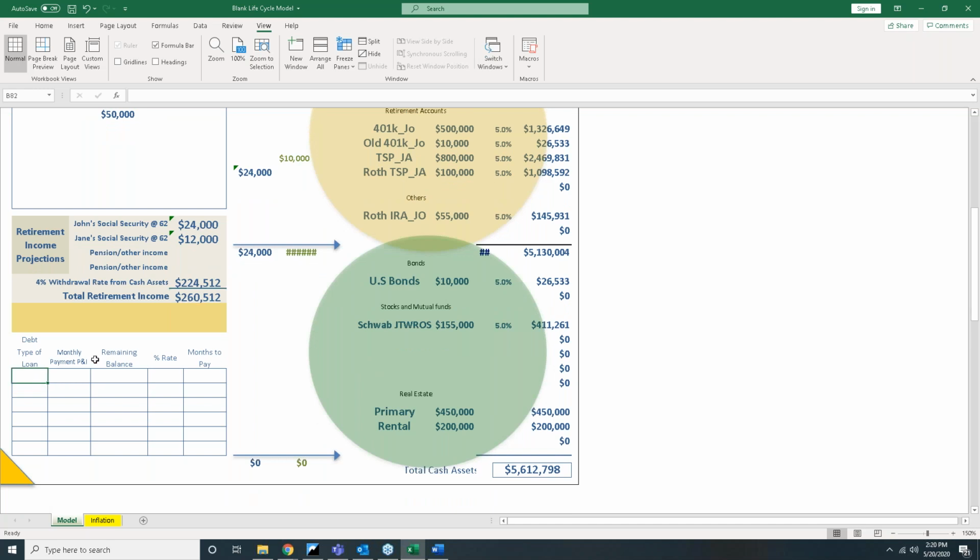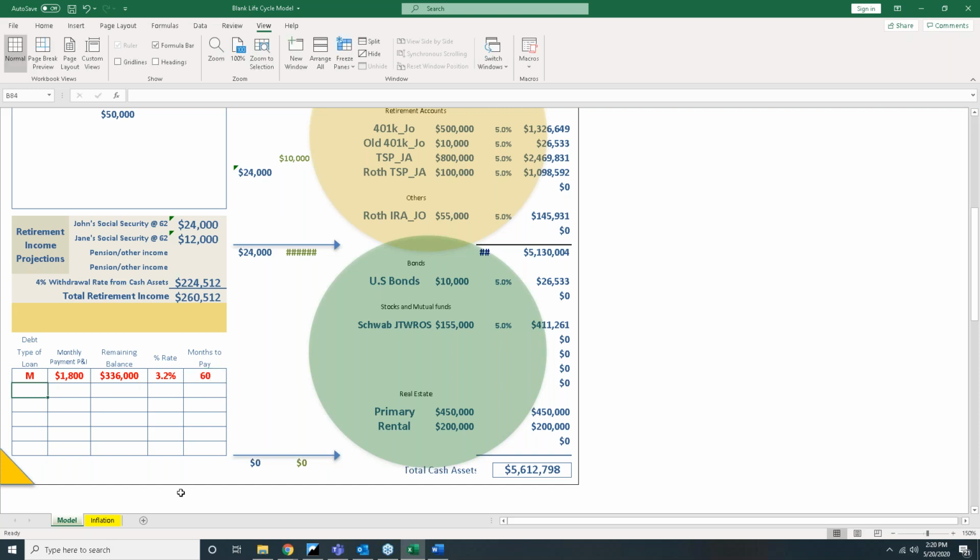In this box down here, this is where we put any type of liabilities or debt that they have. We'll put M for mortgage. Their monthly payment and interest, we'll say they're doing about $1,800. Remaining balance, their principal, we'll say it's about $336,000. And their interest rate, we'll put 3.2%. And months left to pay, we'll say they have 16 months left to pay.